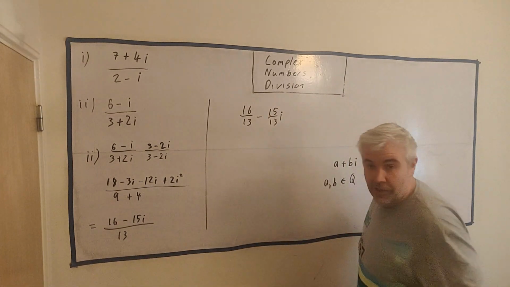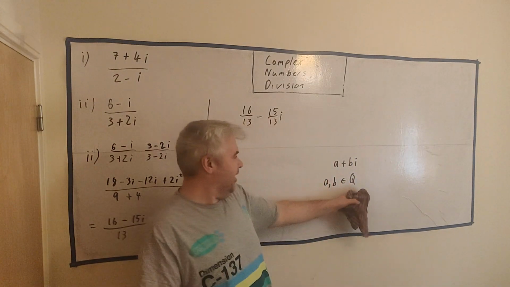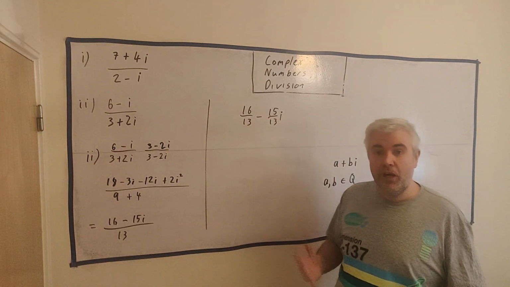They could have also written or here, by the way, this is an element of the real numbers. It's also an element of the quotient numbers. I can't remember what that's called. So that's how we divide two complex numbers.